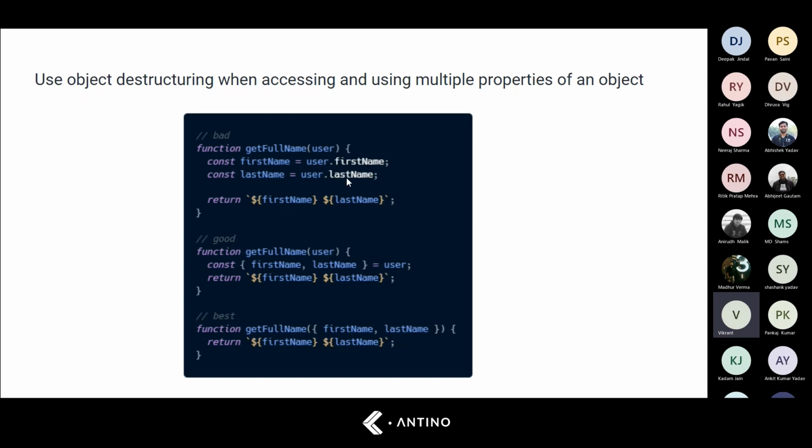And in case of last name, it's also doing the same thing. But what you can see here is we are declaring two different variables to store two different things, first name and last name, in case of the bad approach. But here you can see in the good approach, we are simply destructuring the first name and last name from the user object itself. And in addition to that, this is a single line itself. Also you can see it looks much easier to read compared to this approach.